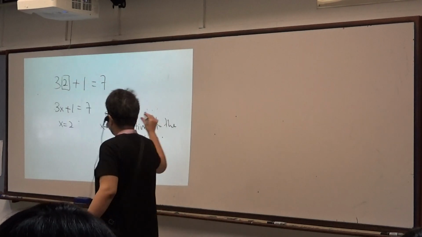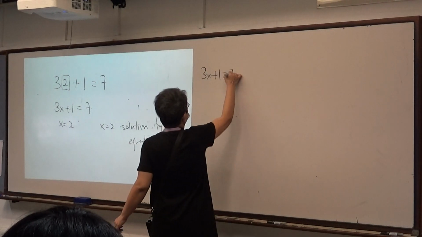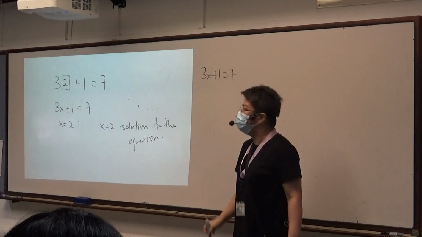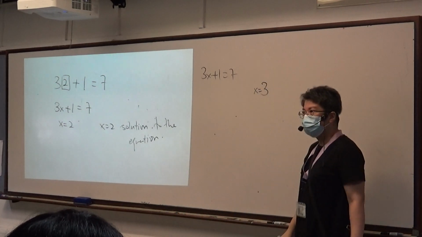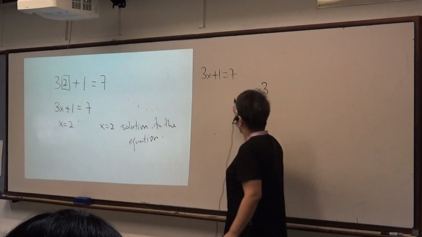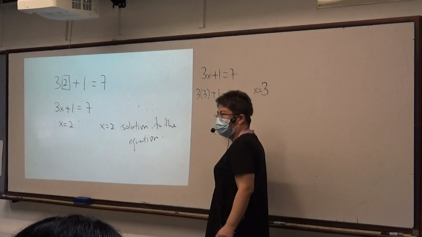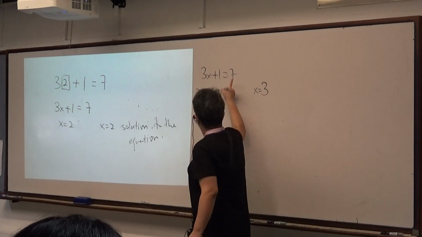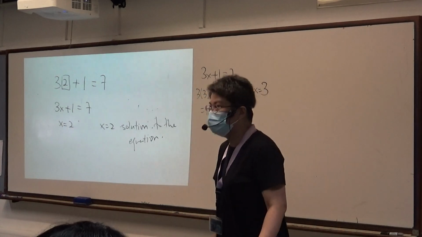Understand? Okay, now all of you look up. I go to this expression, 3x plus 1 equals to 7. I say 2 is a solution, right? Now, is x equals to 3 a solution? You look at it. If it's 3, I will have 3 times 3 plus 1, right? What is 3 times 3? 9 plus 1 is what? 10. Are these two equal? No. So x equals to 3 is not a solution.